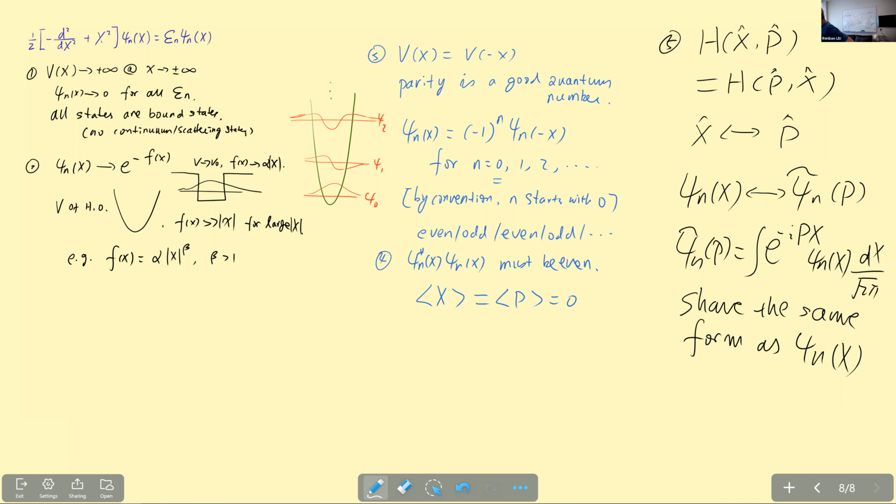So what kind of functions have this property? Do you remember anyone? Can anyone think of a function that has a Fourier transform of the same form as its real space function? Any of you have encountered this kind of function?